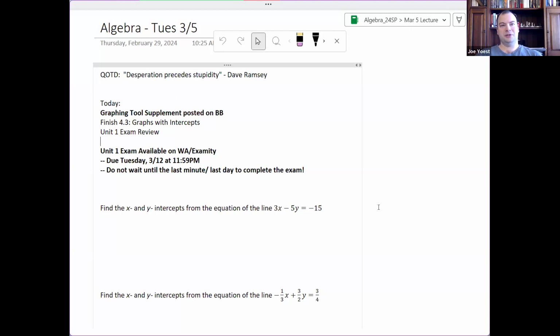But for both of those, I do very strongly recommend that you do both of those before you take the unit one exam, the actual exam, just to make sure that the Examity process is set up and you're familiar with it and that you know what's going to be on the exam.